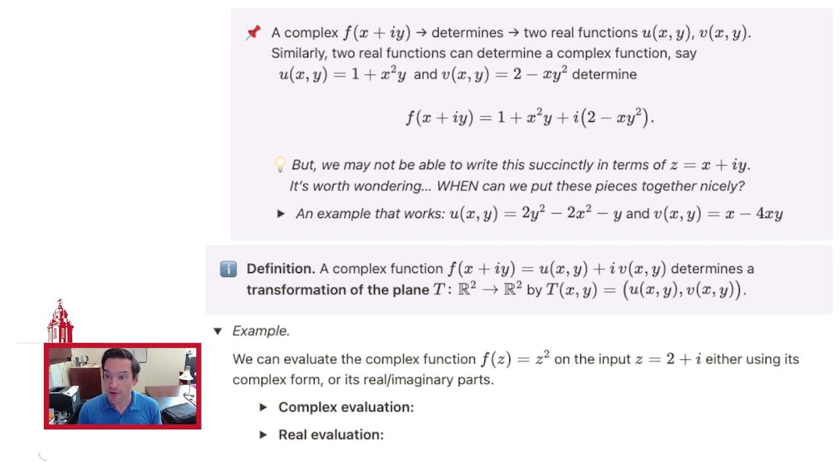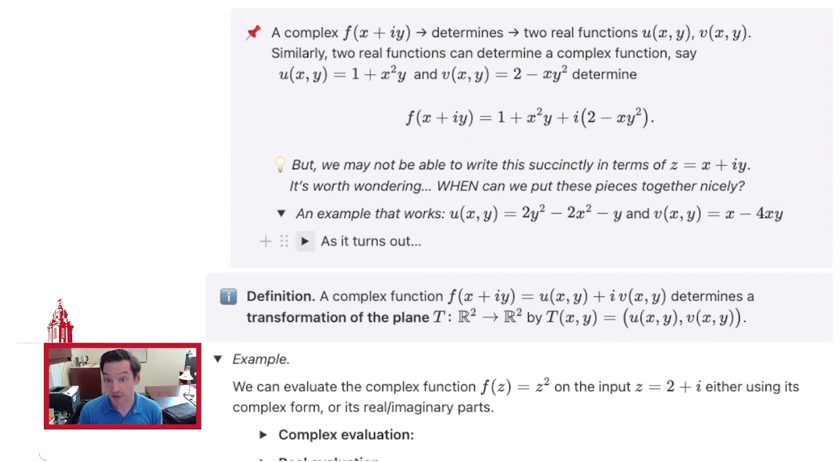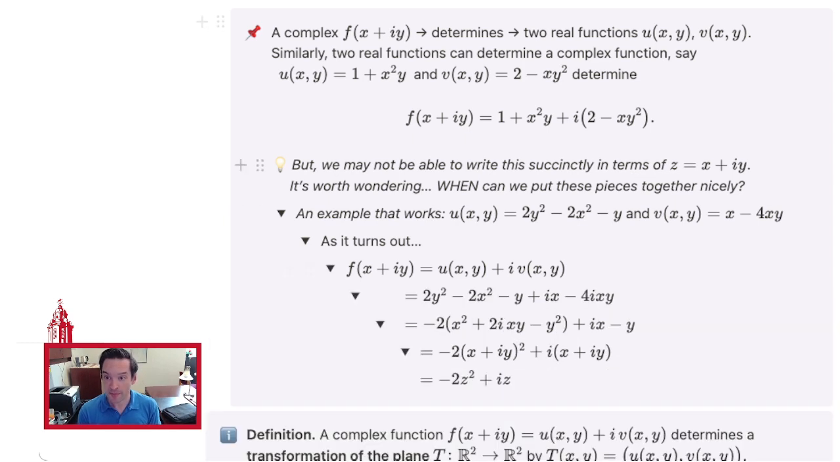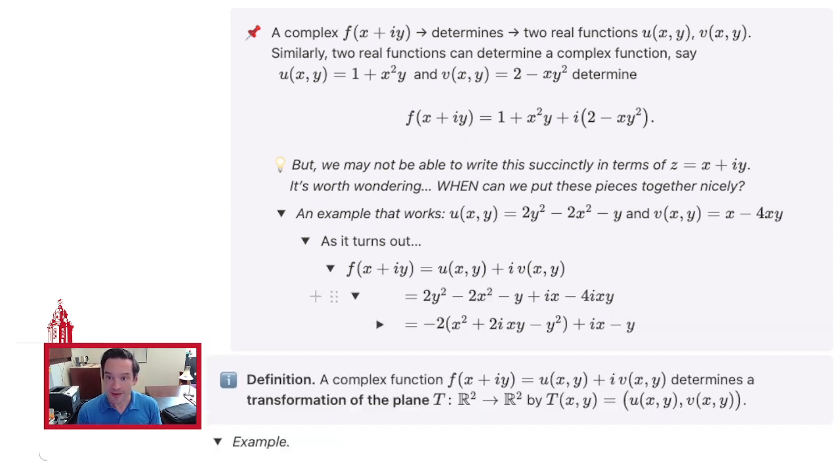So if you give me u of xy as 2y squared minus 2x squared minus y, and v of xy is x minus 4y. Well, as it turns out, we can piece these together. Just by taking u of xy plus i times v of xy, in other words, taking u as the real part and v as the imaginary part of a complex function whose input is x plus iy, what ends up happening is 2y squared minus 2x squared plus y plus ix minus 4ixy. We can do some algebra, factor out a -2 from all of these first terms, the y squared, the x squared, the xy, get those together.